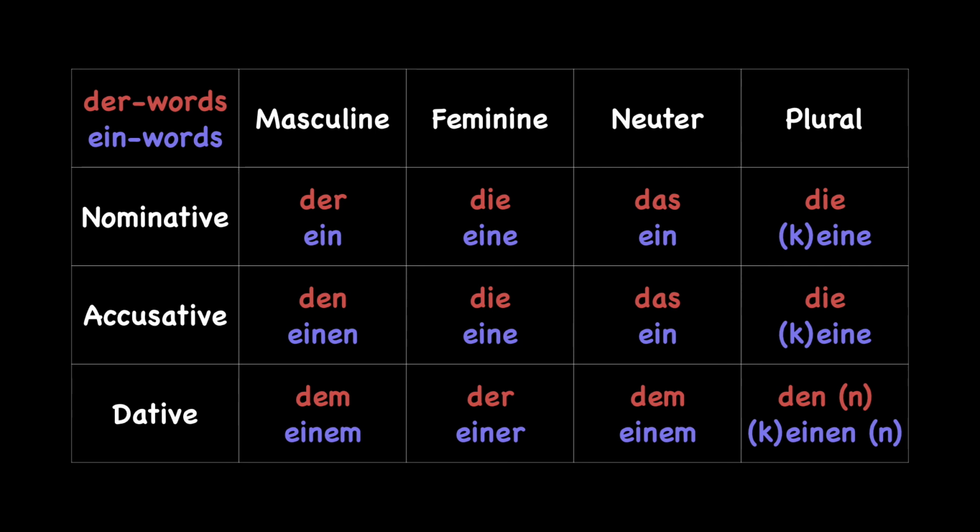The ein words in the nominative case were ein, eine, ein, and keine. I put keine on there even though you could use a possessive here or the negative word kein. The accusative case ein words are einen, eine, ein, and keine. The dative ein words then mirror the der words: einem, einer, einem, einen. And again, don't forget to put the n at the end of the plural noun.